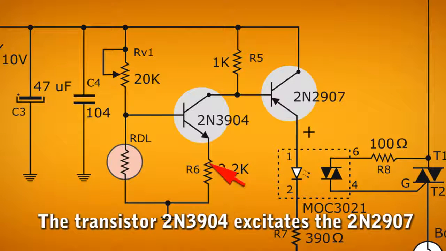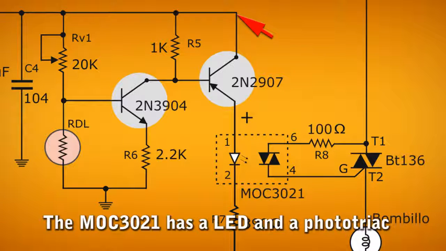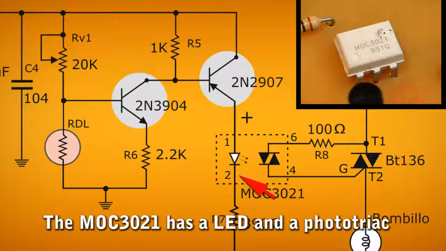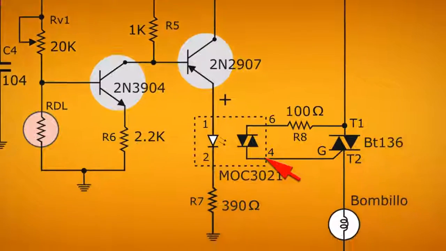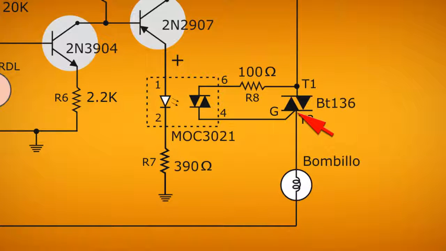It's at this moment that the transistor conducts from collector to emitter, negatively biasing the base of the 2N2907 PNP transistor. This means that it conducts when a negative voltage arrives at its base. When the 2N2907 transistor conducts, it passes a positive voltage from collector to emitter and reaches the optocoupler. The LED inside it lights up, triggering the phototriac, which is between pins 4 and 6 of the optocoupler. The phototriac conducts between pins 4 and 6, sending a current to the gate of triac BT136.